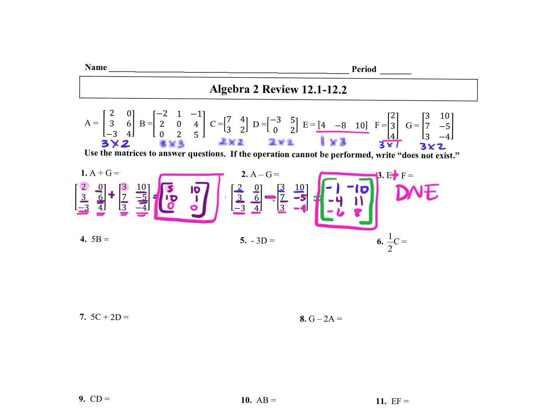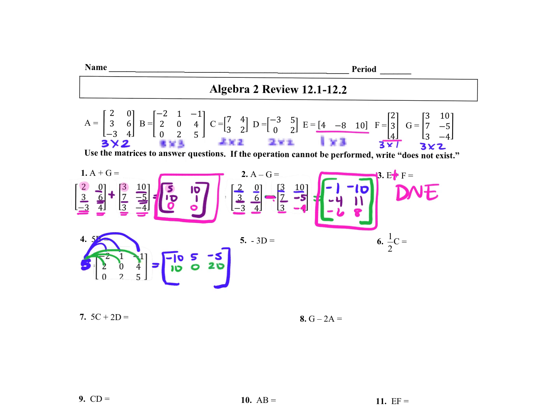Then take a look at number 4. This is matrix B. And we are multiplying it by 5. So essentially you're just distributing that 5 to every single number. Your dimensions will stay the same. So 5 times negative 2 is negative 10. 5 times 1 is 5. 5 times -1 is -5. And then move down a row. 5 times 2 is 10. 5 times 0 is 0. 5 times 4 is 20.